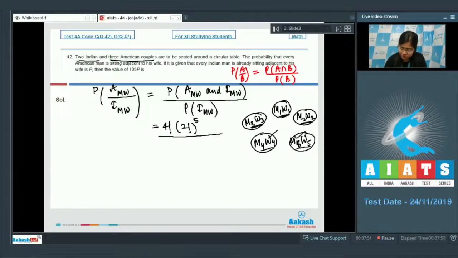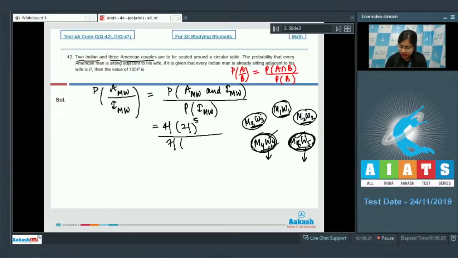Let us say these two are together. Let us say this is one entity and this is also one. So now we have in total 1, 2, 3, 4, 5, 6, 7, 8 things that we have to arrange in a circular table. So that can be done in 7 factorial ways.